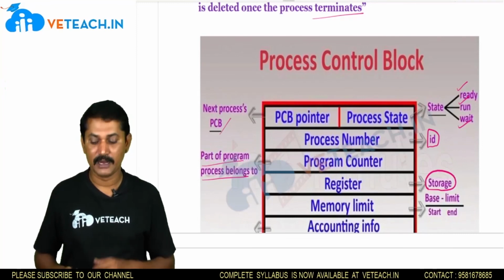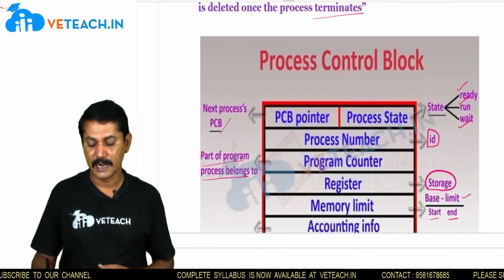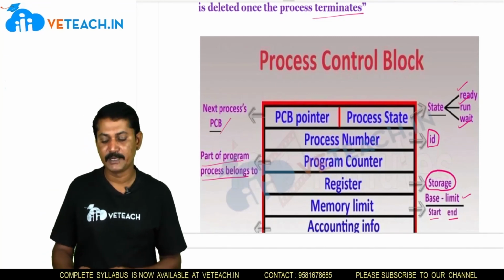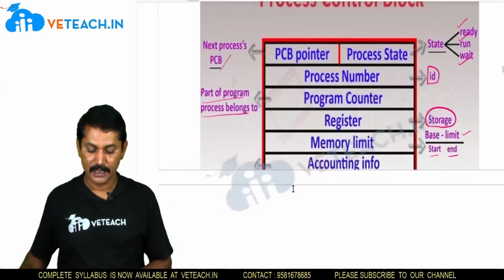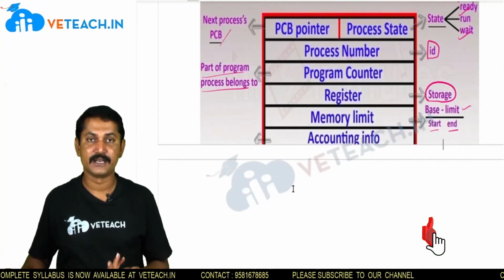Next one is memory limit, base and limit, and these include start and end. Base and limit mean starting and ending. Next one is accounting info, that includes different information about the process.